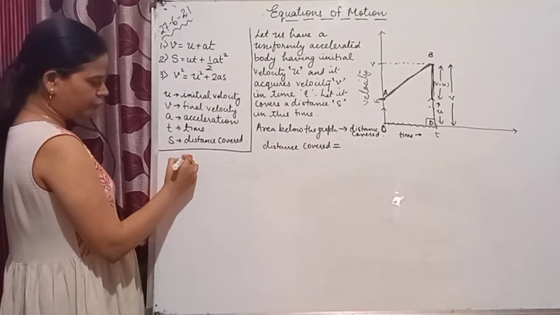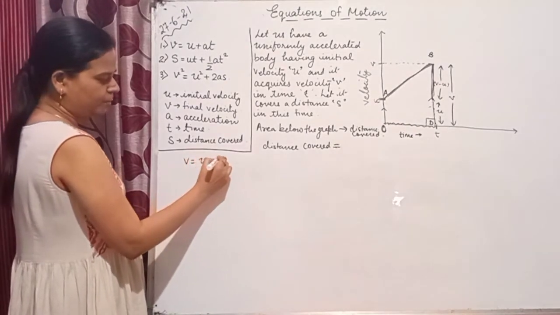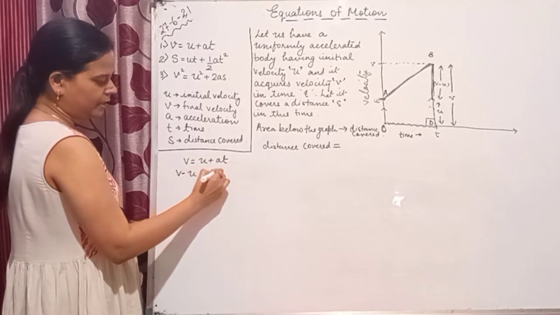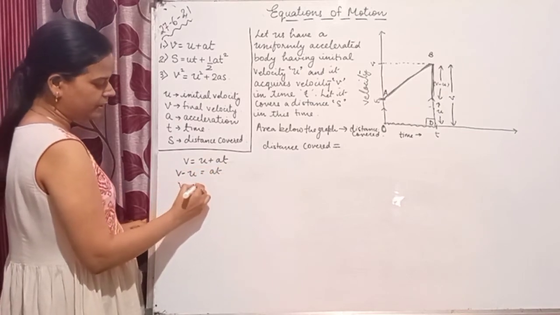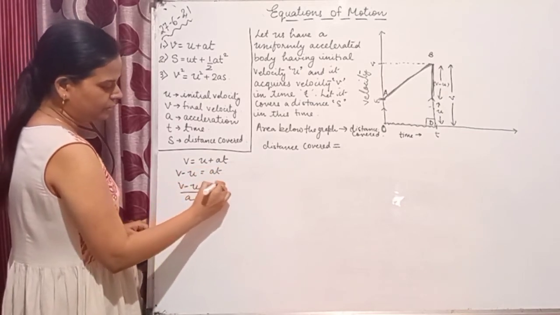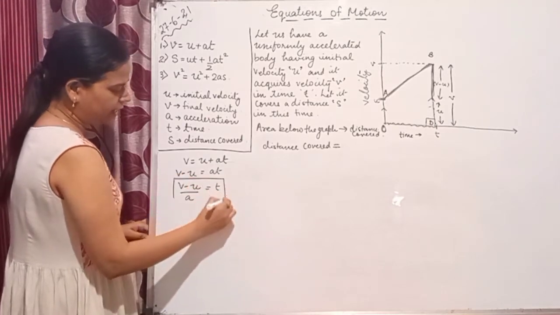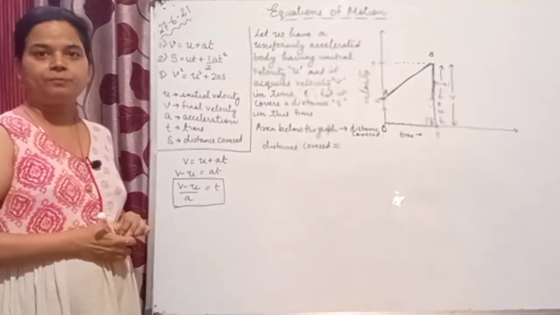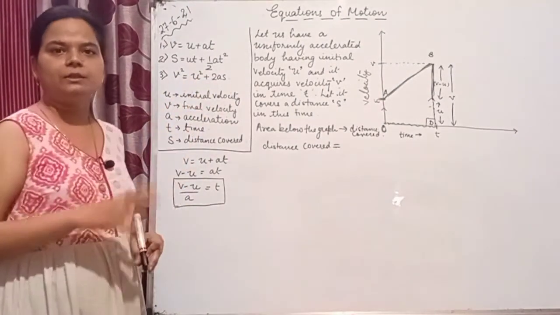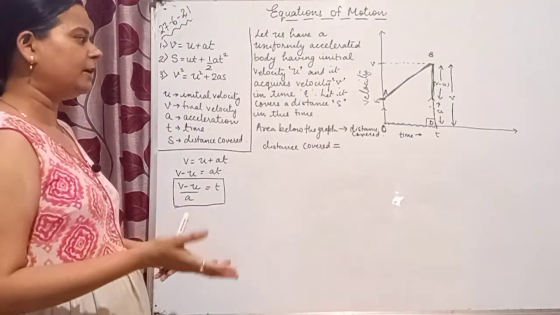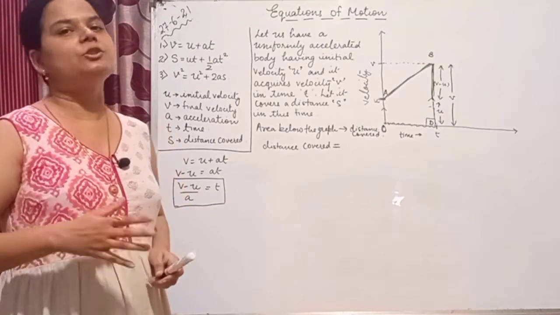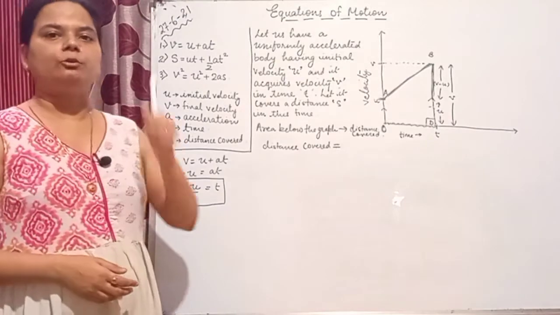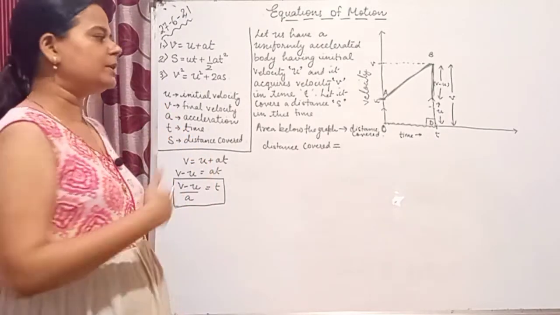The first equation of motion says V is equal to U plus AT. So we can write V minus U is equal to AT, or V minus U upon A is equal to T. So instead of T, we can use the value V minus U upon A, because we do not need T in the third equation of motion. So definitely we will need to replace T by some equivalent value. For that we have already calculated the value of T, and we are going to use it while deriving the equation.